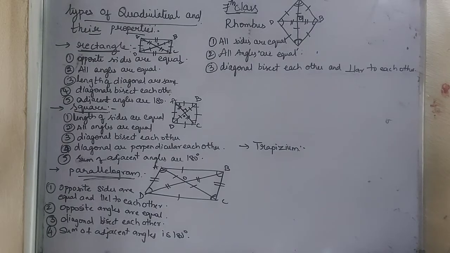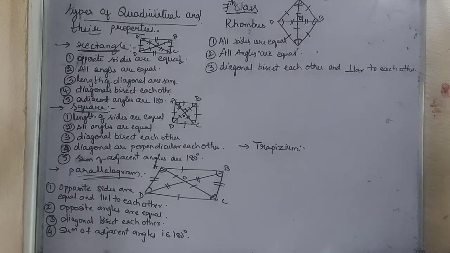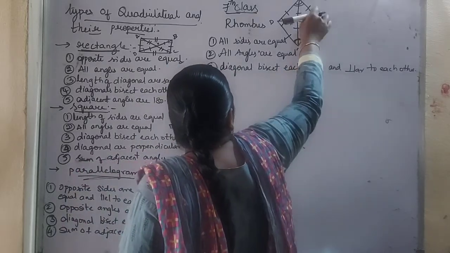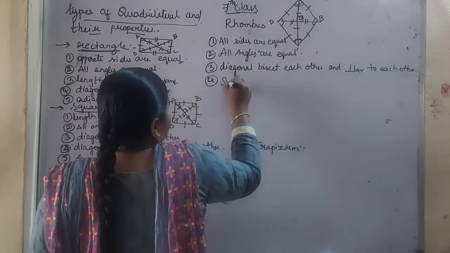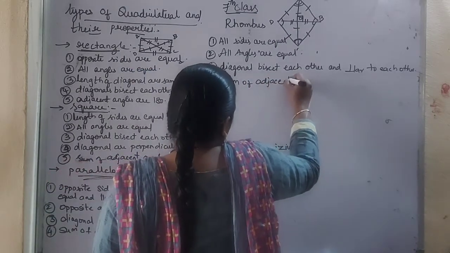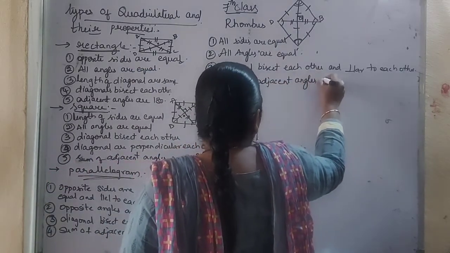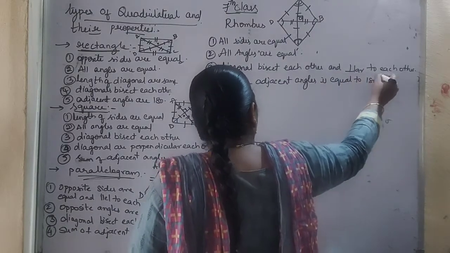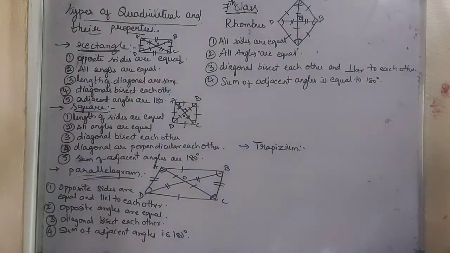And the last property is the sum of two adjacent angles, again it will be equal to 180. The sum of adjacent angles is equal to 180 degrees. So these are the properties of rhombus.